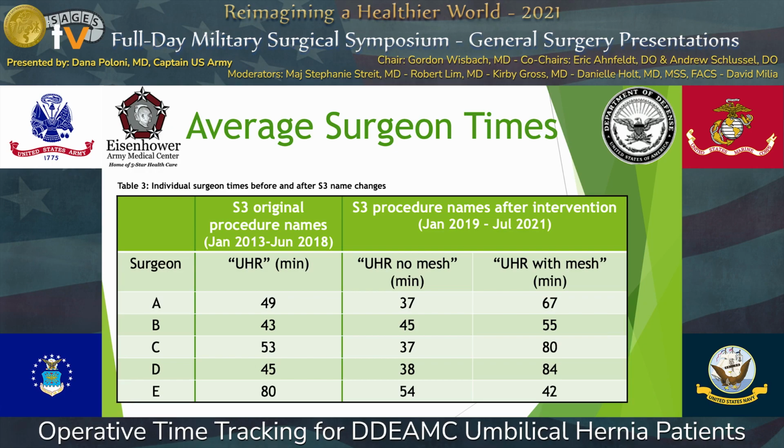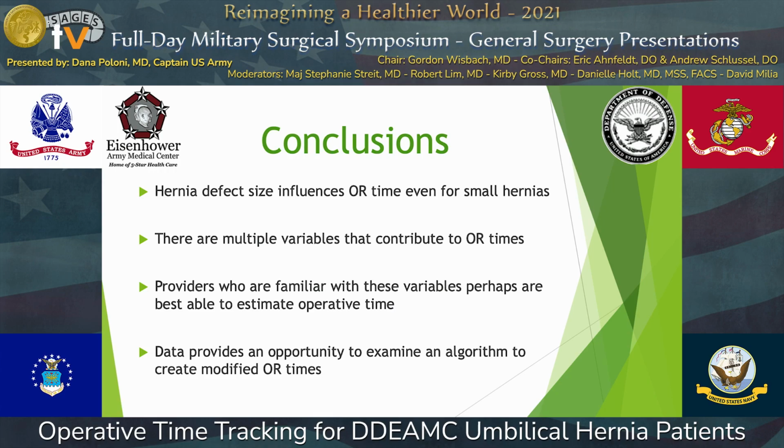So the purpose of this study was to specifically identify which factors influence operative time at Eisenhower Army Medical Center. A literature review corroborates the finding that larger hernia defects are associated with longer OR times. And this study has taken that association and found it to be true even for smaller hernia repairs, including umbilical hernia repairs. Our data suggests that for an even more accurate decision-making and resource allocation, it is possible that these procedures may need to be further differentiated into separate categories based off of their defect size.